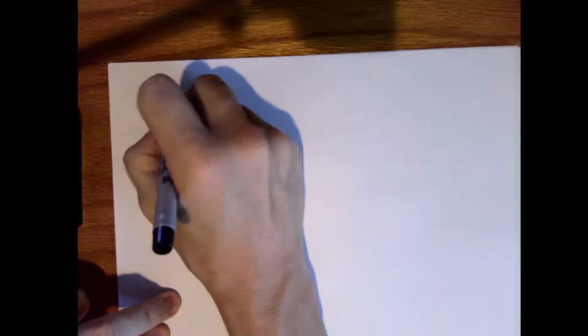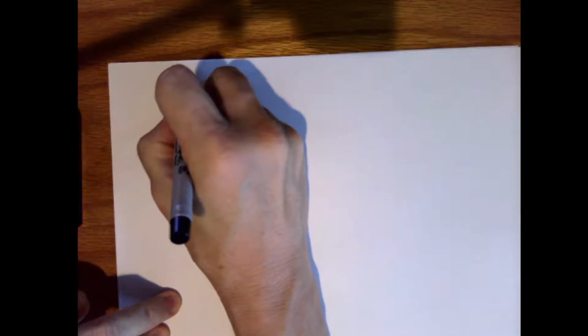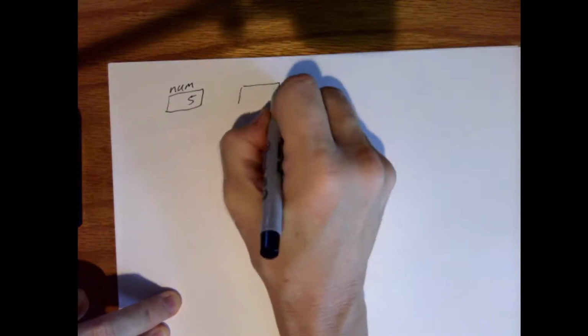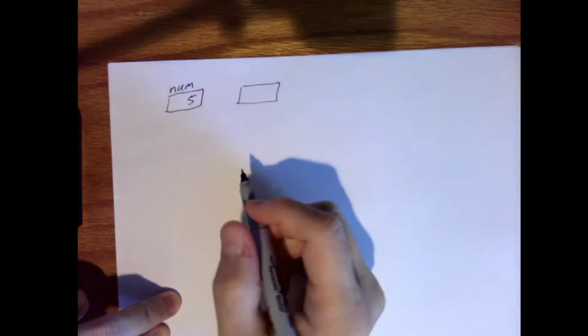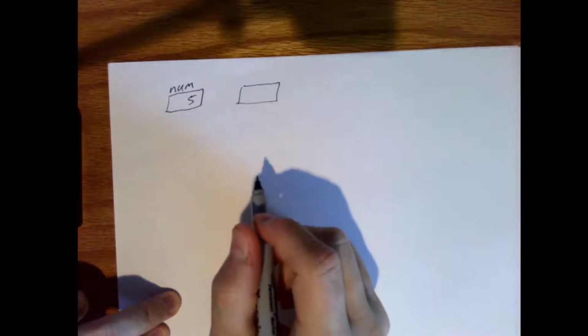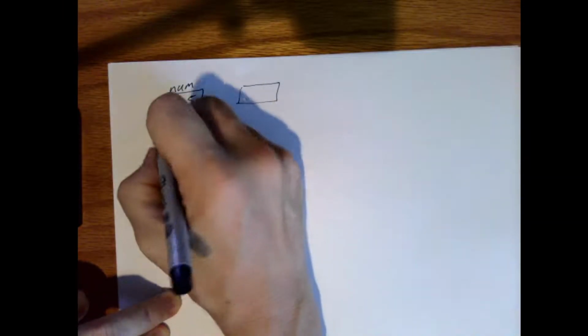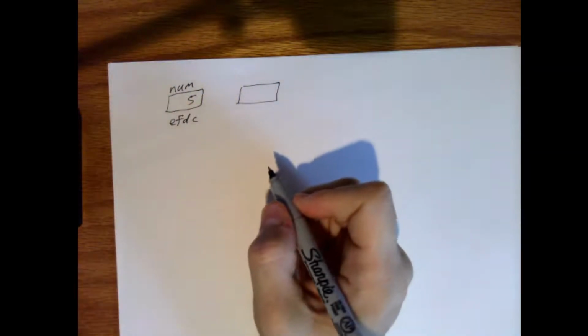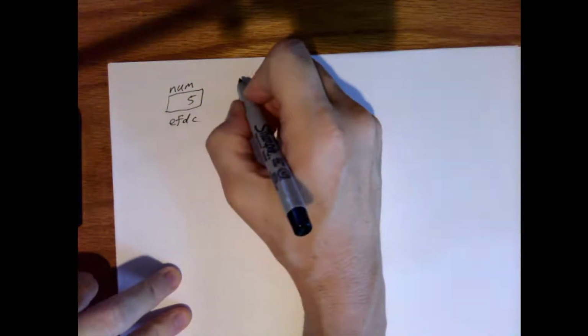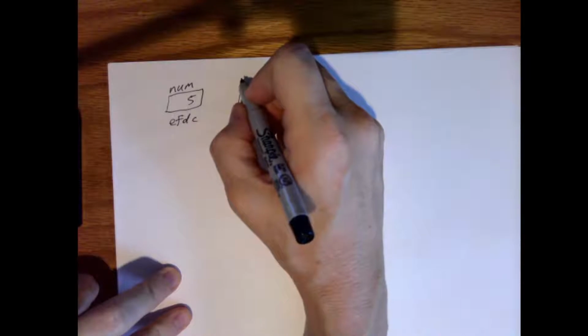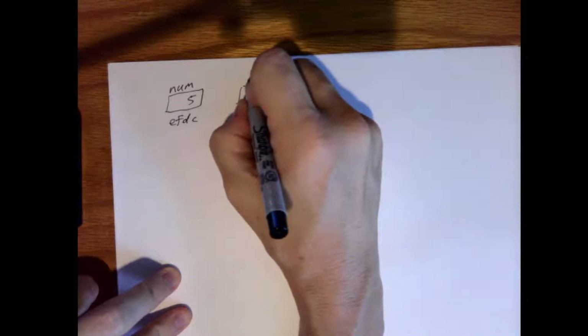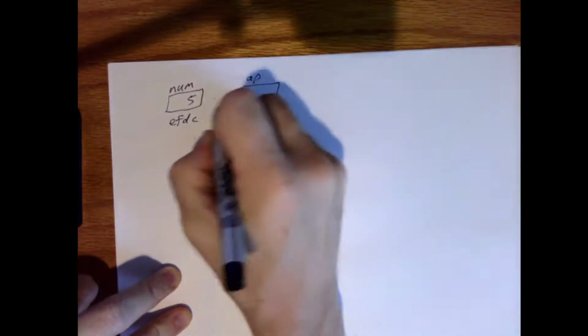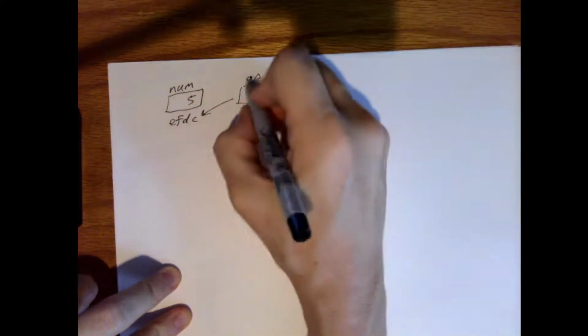So I created a variable called num and gave it a value of 5. And based on the last example I had, the last 4 characters of the address were EFDC. So this is address EFDC. When I wrote int star AP ampersand num, then I stored this address in this pointer.